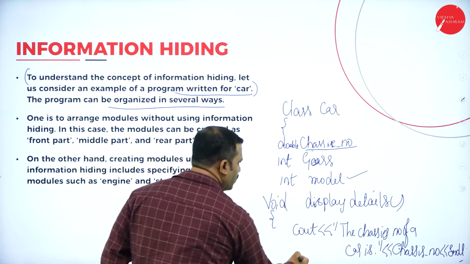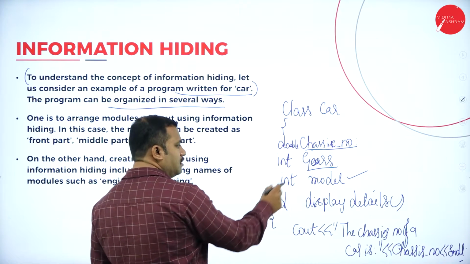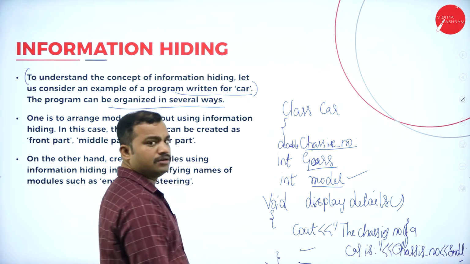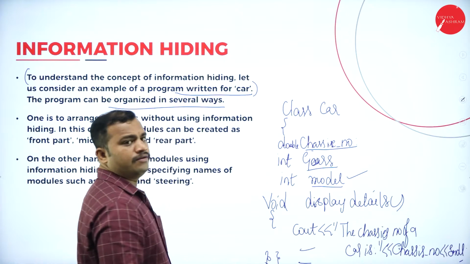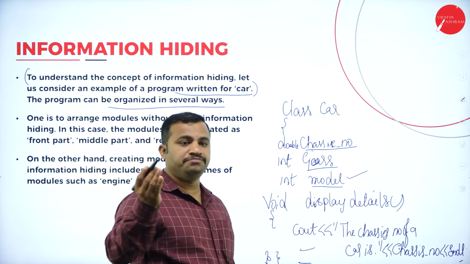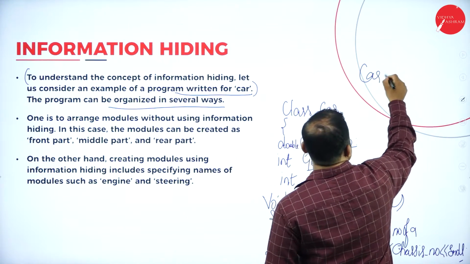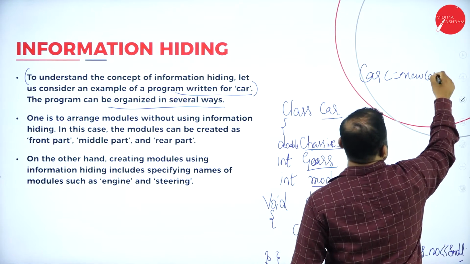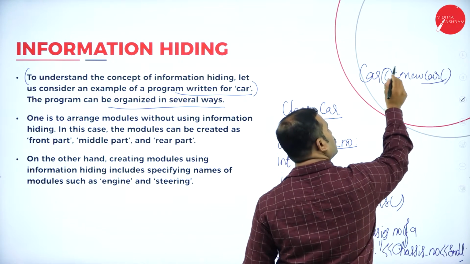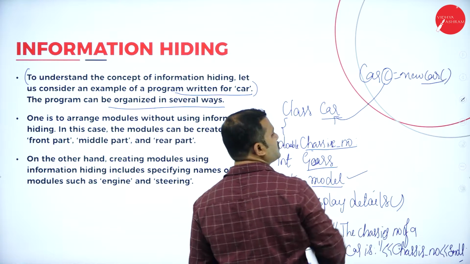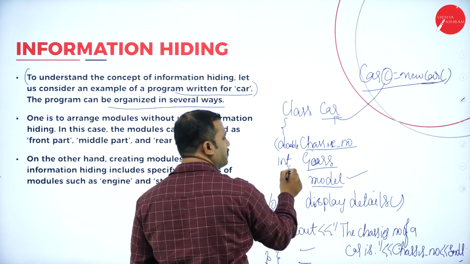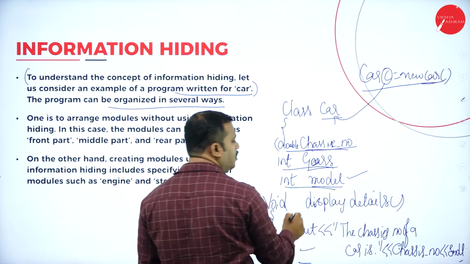Then similarly, we will write one more cout statement to display the number of gears and the model of that car. Then we will end the function. As soon as we end the function, we will also write the object. That is, we define an object for this car. That means Car c = new Car, which by default invokes the constructor car, where c is an instance of an object created for this car class. Now, as soon as the object is created, the data members, like the properties chassis number, gears and model, will get activated.